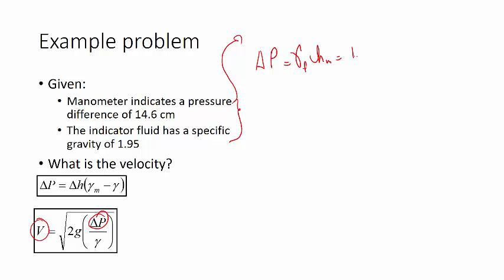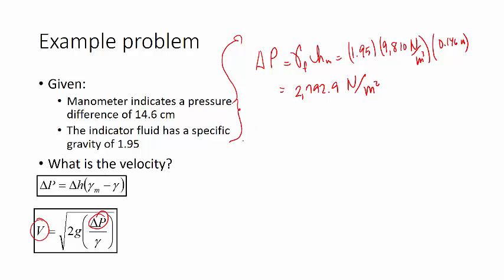So we said it was 1.95 times 9,810 newtons per cubic meter times the height in meters, okay? So this here was 2,792.9 newtons per square meter. So now I'm going to calculate the velocity. So these are two different parts to the problem.